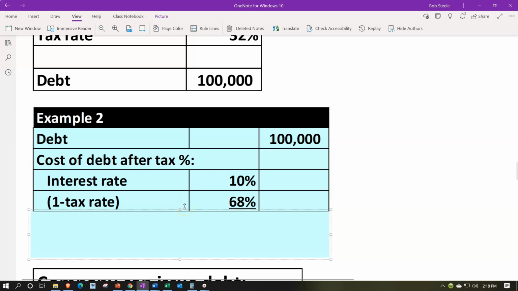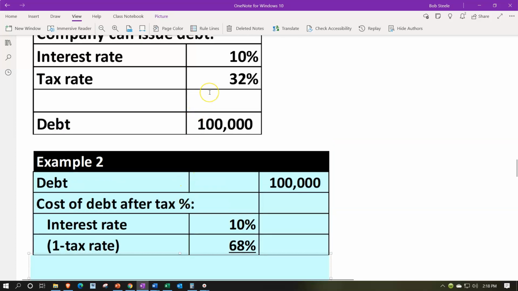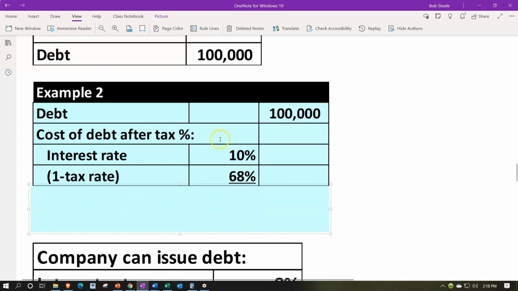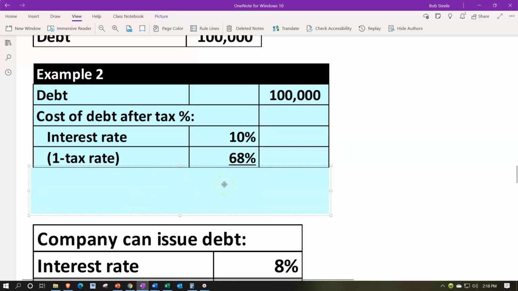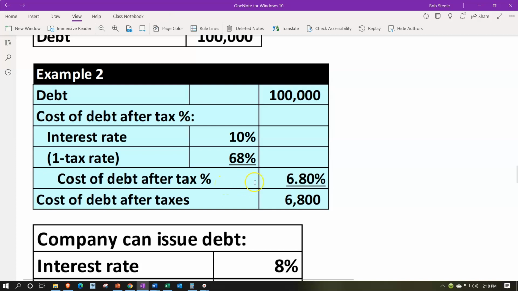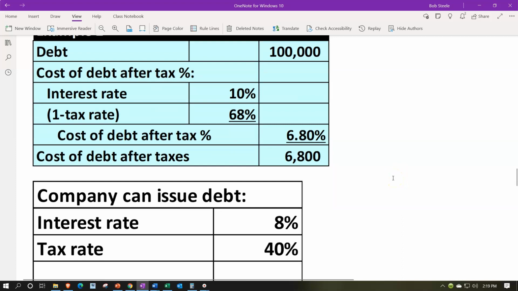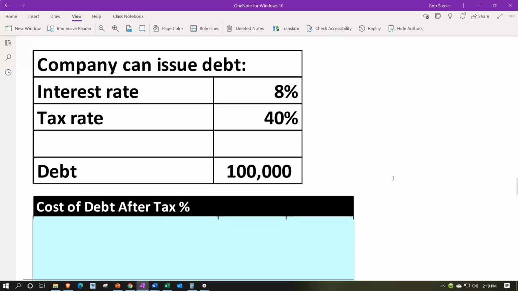It would be 100% minus 32%, or 1 minus 0.32, however you want to think about it. Multiplying 10 times the 0.68 then gives us the 6.8, and then I can get directly to the 6,800 instead of using a two-step method by simply taking the 100,000 times the 6.8. This is going to be a little bit cleaner to use, possibly, if I'm comparing multiple different options and trying to present and analyze them and see what we want to do.